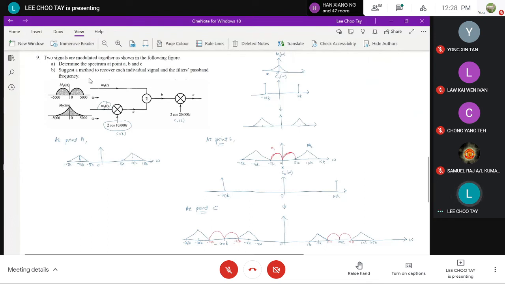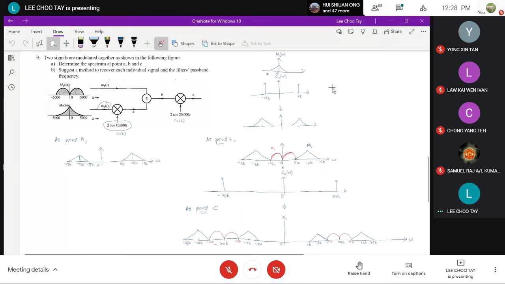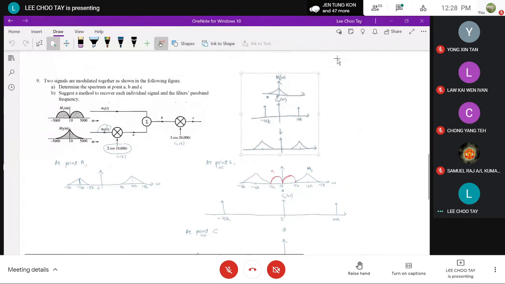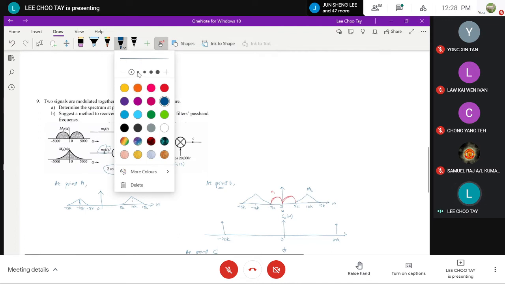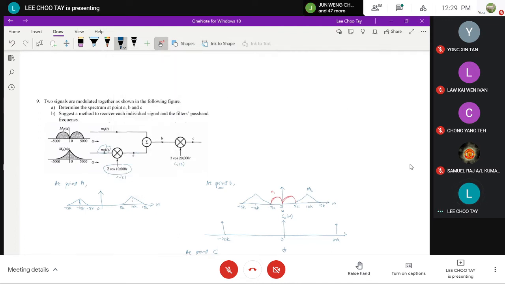Okay, next one. Suggest a method to recover each individual signal and the filter's passband. So now, in order to recover, how do we recover? To recover the message signal, basically we reverse the process. We reverse the process that has taken place in the transmitting circuit. Let me draw a bigger one.